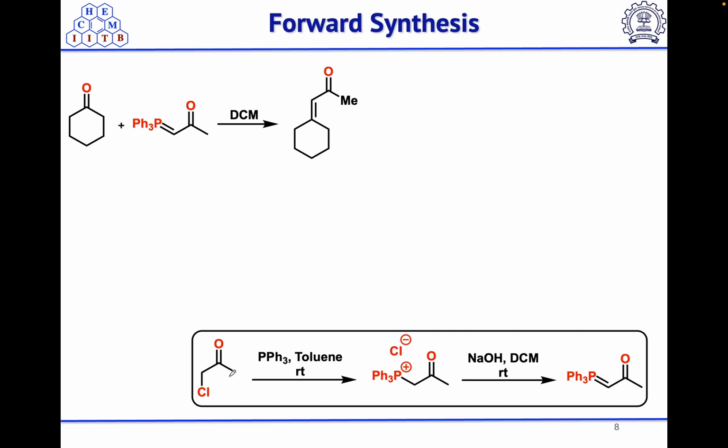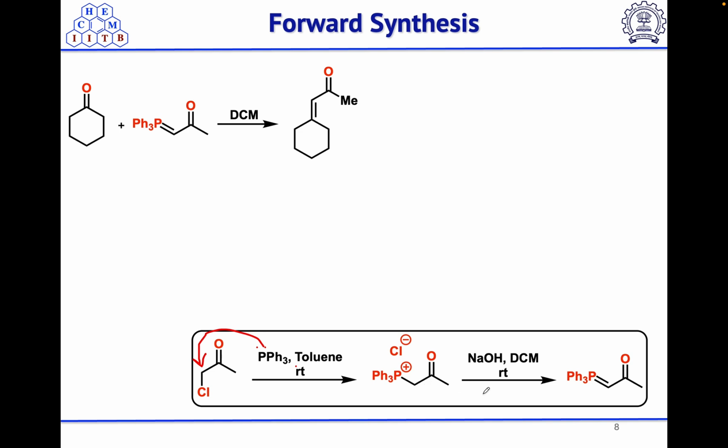If you treat this chloroacetone with PPh3 in toluene as solvent at room temperature, what will happen is an SN2, a substitution nucleophilic bimolecular reaction, will take place, and that will lead to this Wittig salt. So Ph3P+, and the corresponding counter anion is the chloride ion. So this is the Wittig salt you get.